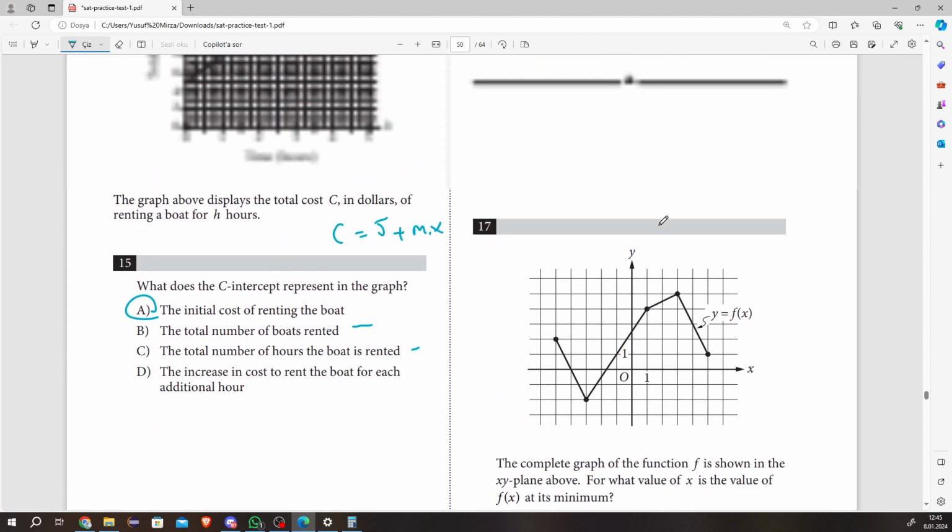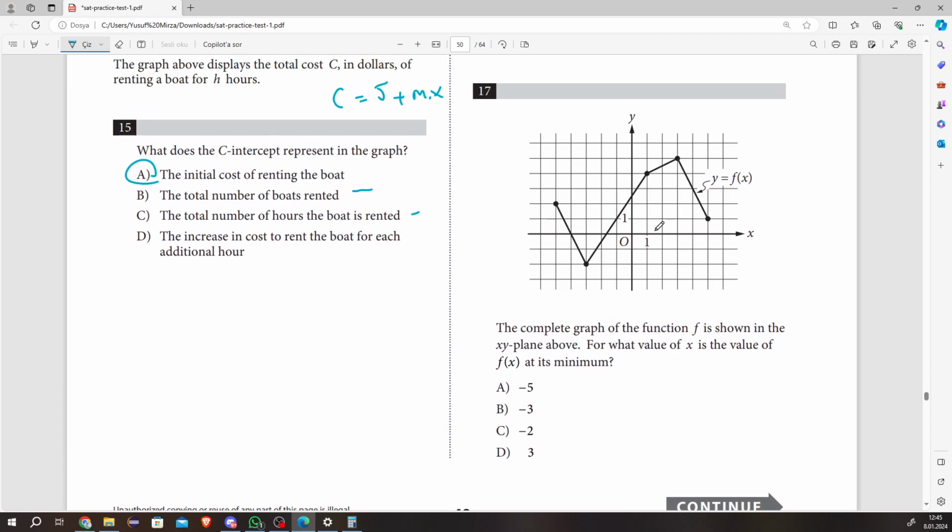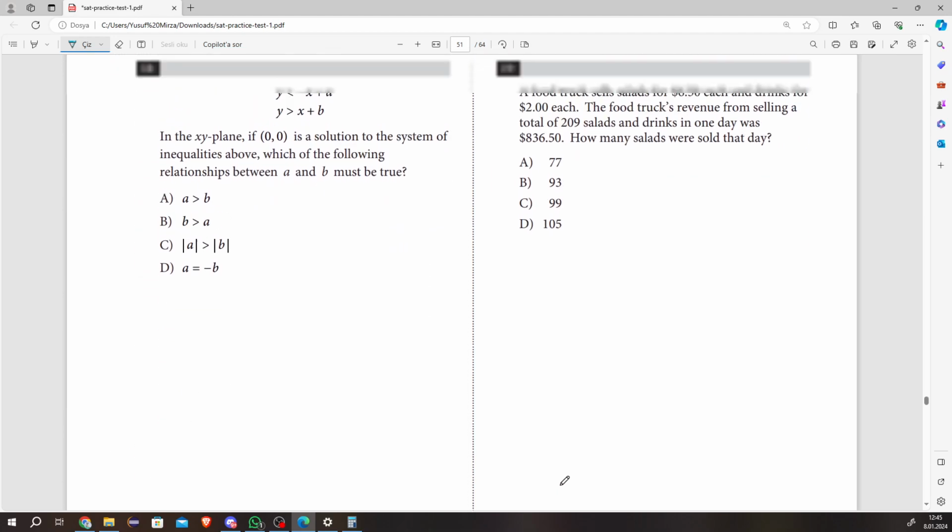Yeah, that's it. The complete graph of function f is shown on the xy-plane above. For what value of x is the value of f(x) at its minimum? Well, what value is it? f(x) is at its minimum at this point because, yeah, you can see on the graph. And which one is it, 1, 2, 3? It's simply -3. Let's go.